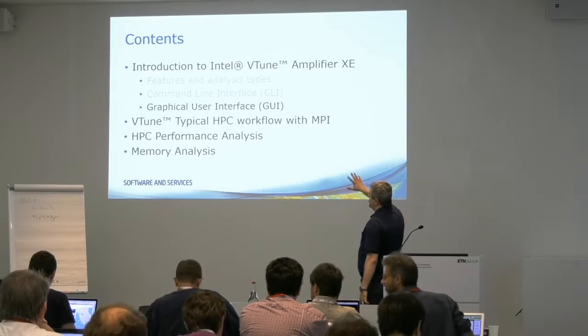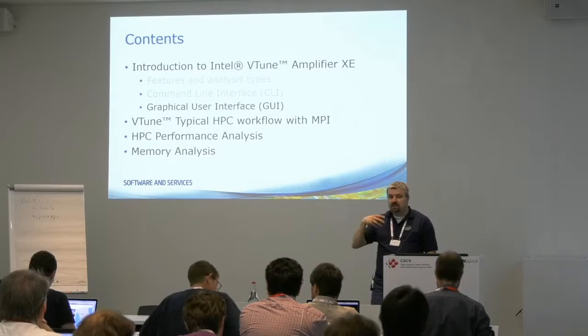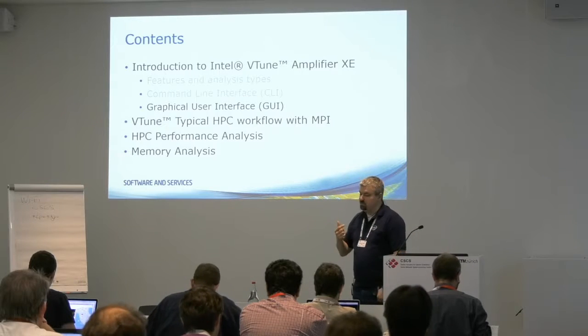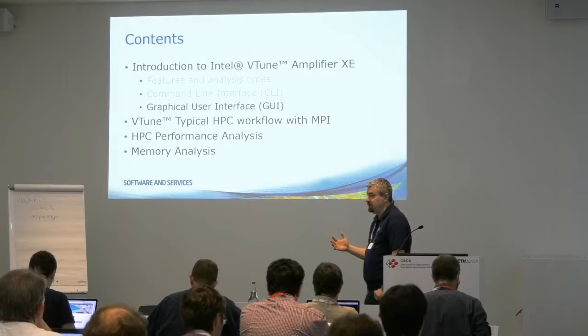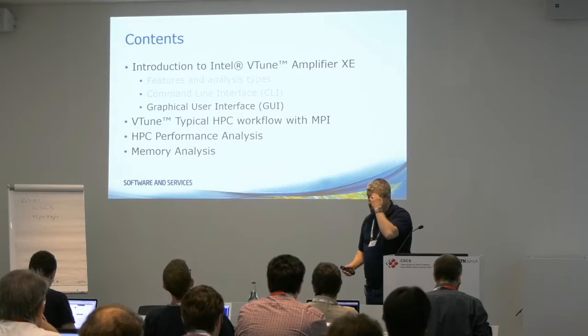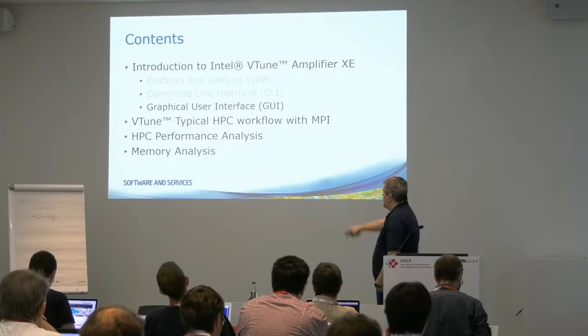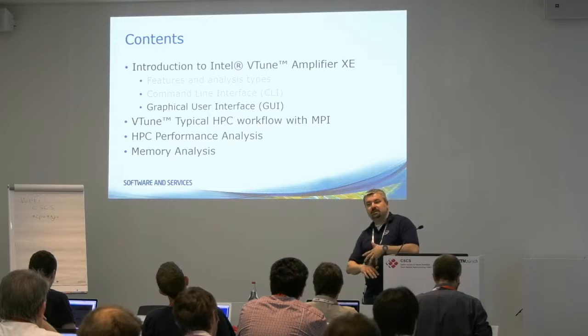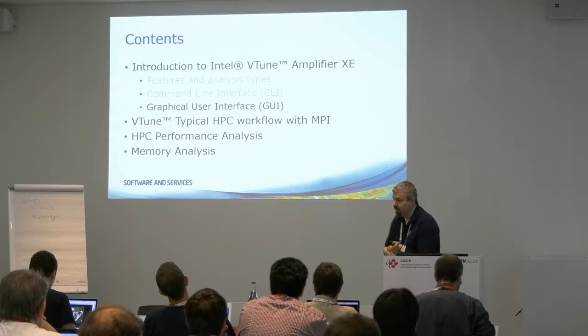And then we will talk about how you can use VTune in a typical performance run together with MPI, and we will also do OpenMP analysis. And then I will talk about two analysis types, the HPC performance analysis and the memory analysis, that are particularly helpful for a machine like KNL.